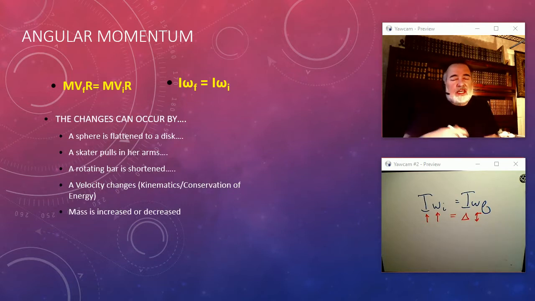The changes can occur by a flattening of a disc, an ice skater pulling in her arms, which changes her I, her moment of inertia, or a bar being shortened. Velocity can change for kinematic reasons, whatever it might be. Mass can also be increased or decreased. Let's just do an example of this.